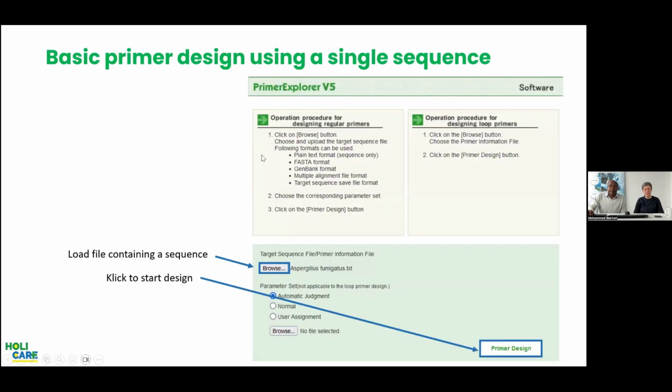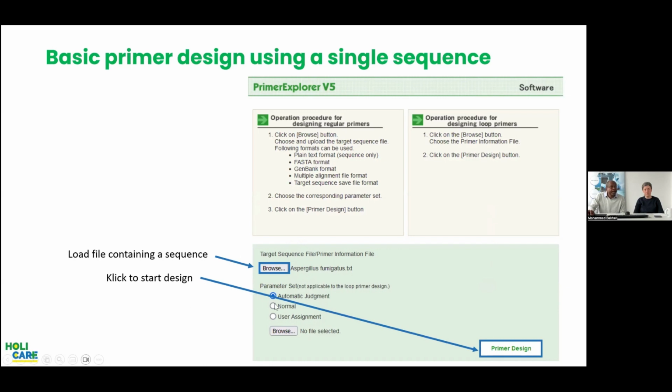Now, for the purpose of demonstration, I would like to talk a little bit on basic primer design, taking an example of using a single sequence for the primer design. With basic, we mean that you leave everything to the program to do. This is the first start page of the program. There is a browse button here. When you click on it, it will open a window where you can direct it to your sequence. And if you remember, the sequence should fulfill the criteria that we talked about previously.